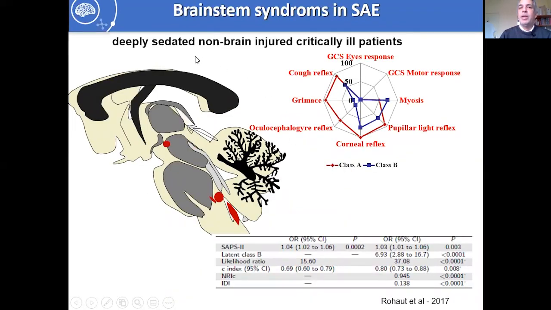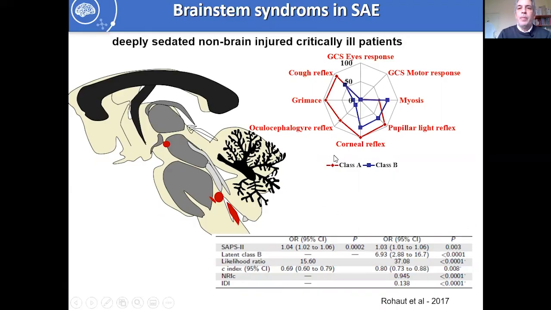We have assessed brainstem reflexes in critically ill patients, especially septic patients, who require deep sedation. And we have evidenced two patterns of abolition of brainstem reflexes. The red one, or homogeneous pattern, is characterized by the presence of all brainstem reflexes, meaning that they are either all abolished or all present.